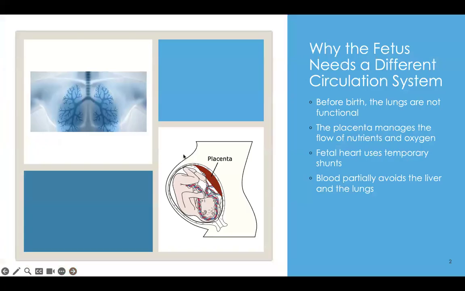Why the fetus needs a different circulation system. So, before birth, the fetal lung is full of fluid and doesn't function for gas exchange yet. So, instead, the oxygen and nutrients a fetus needs will come from the placenta. Because of this, the fetal circulatory system has temporary pathways called shunts that will redirect blood away from the lungs and somewhat away from the liver. These structural changes ensure that oxygenated blood from the mother will reach the developing tissues efficiently.